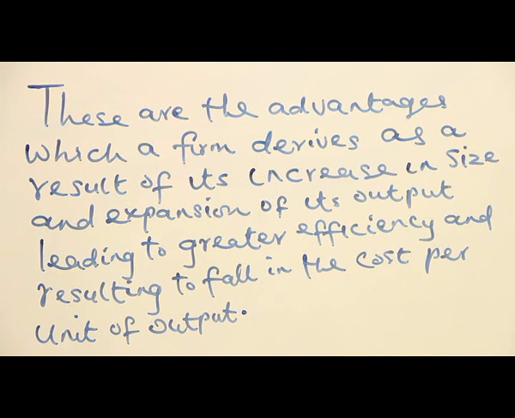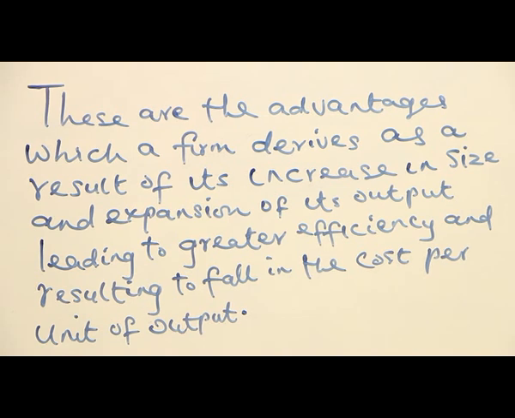So every firm will be working toward increase in size. Not only that, expansion of its output. If these two can occur, the firm will also be working toward what we call efficiency. And once there is efficiency in what a firm is doing, the firm will also see that there is a fall in the cost per unit, so that more quantity can be produced and supplied to the markets.